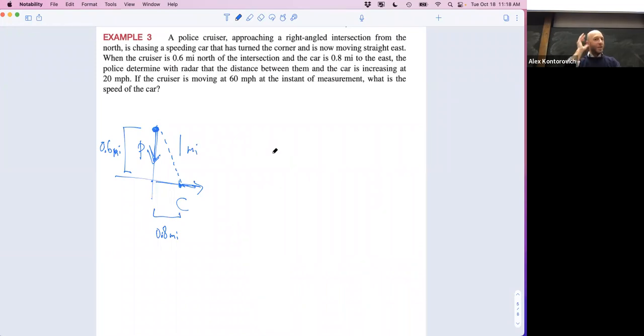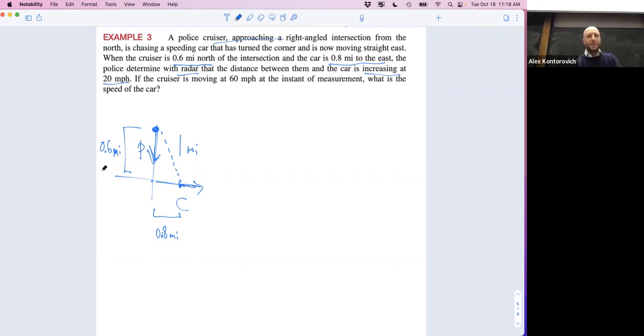All right. Before I keep reading anything, everything that I read, I want to encapsulate in a picture. All right. Cruiser is approaching intersection, chasing a speeding car, turning the corner, is moving east. The cruiser is 0.6 miles north of the intersection. The car is 0.8 miles to the east. The police determine with radar that the distance between them, so here's the distance between them, is increasing at 20 miles an hour. So let's give these names.